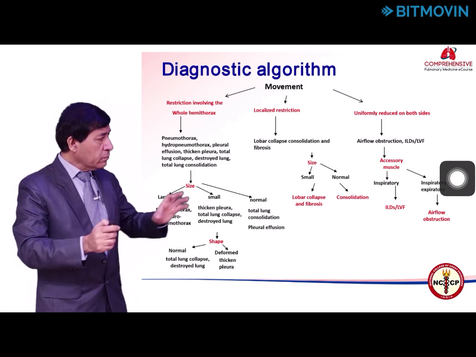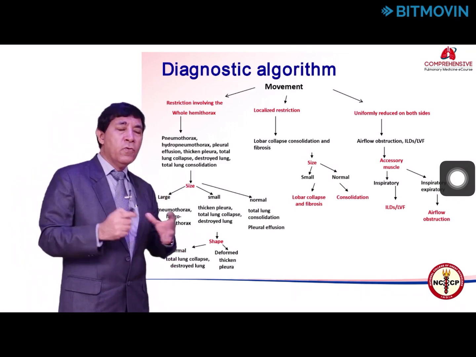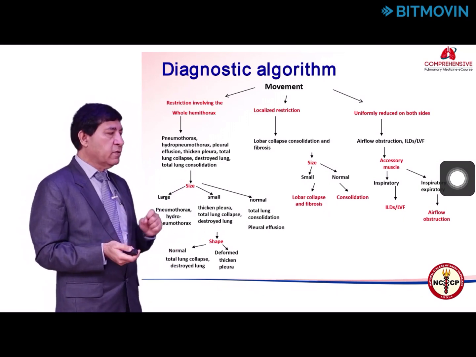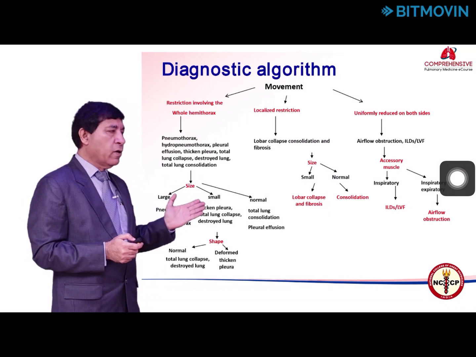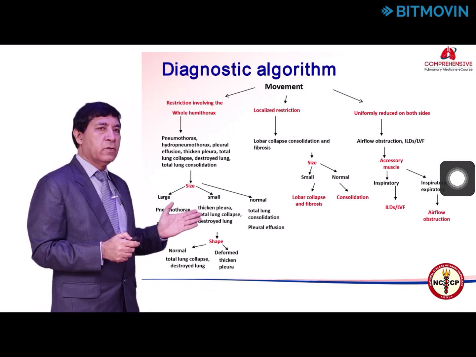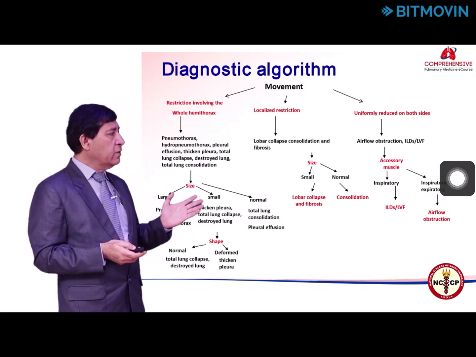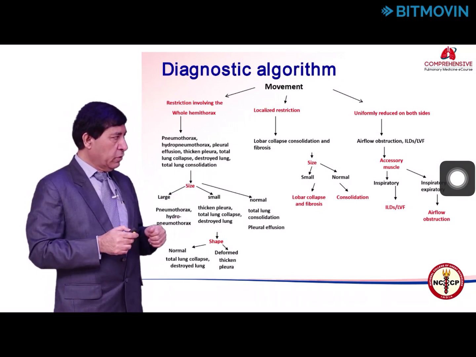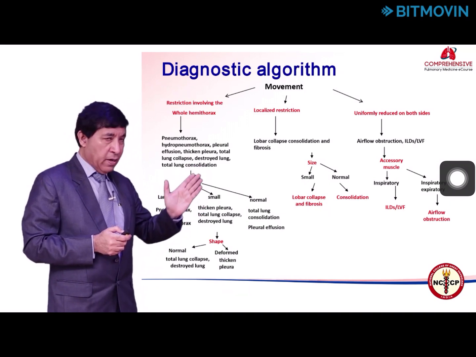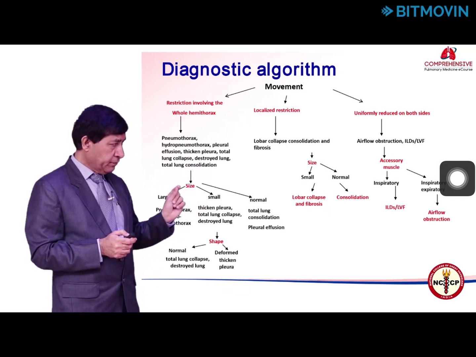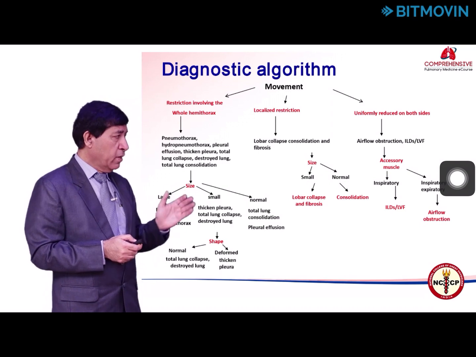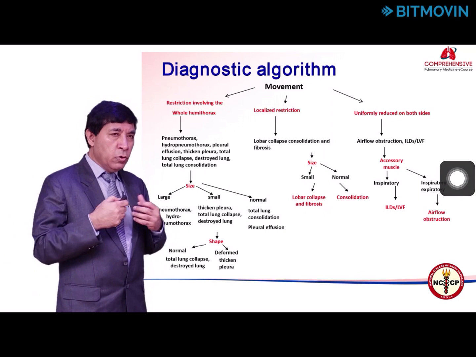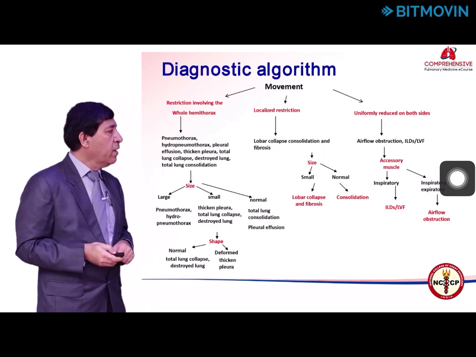Now once you have divided your patient on the basis of movement into 3 groups, then you go for your next sign, which is the size. Now size can be either normal or it can be large or small. Now if the size is large, then as I mentioned to you, you can subdivide the above condition into pneumothorax and hydropneumothorax. In both the situations, because pneumothorax is the only condition in which you can have a unilateral increase in the size of the hemithorax.